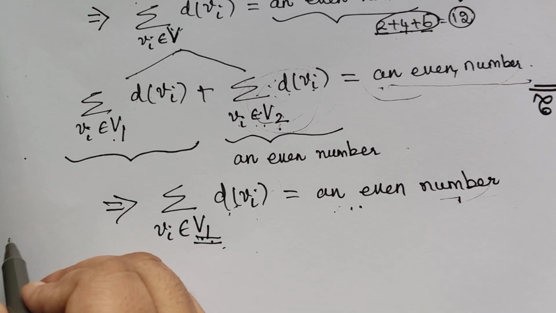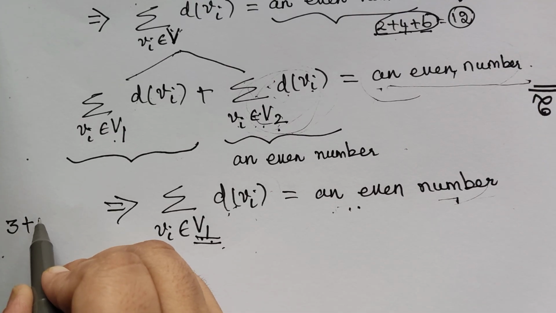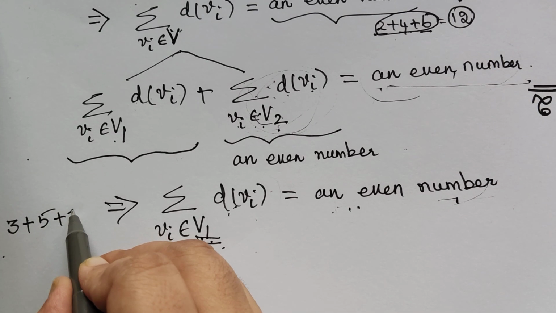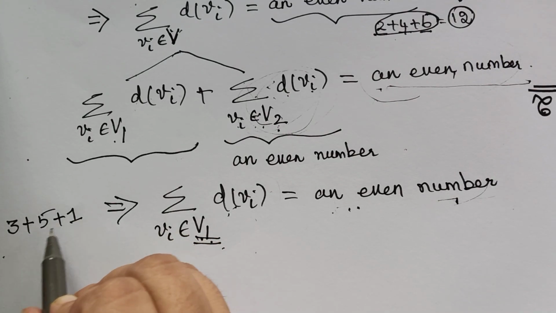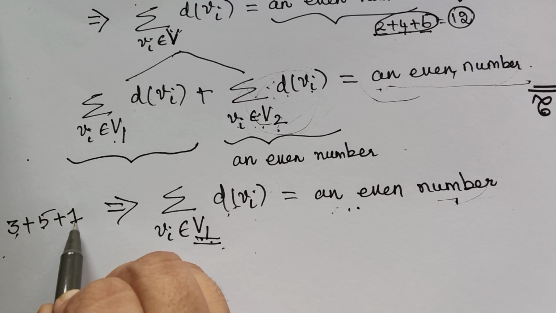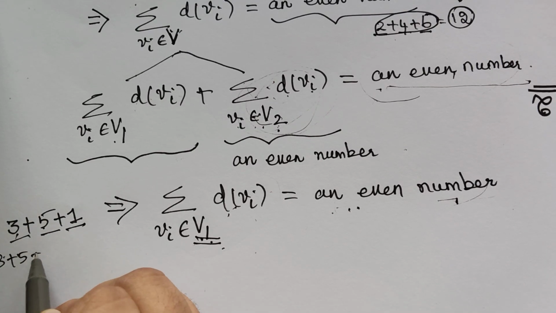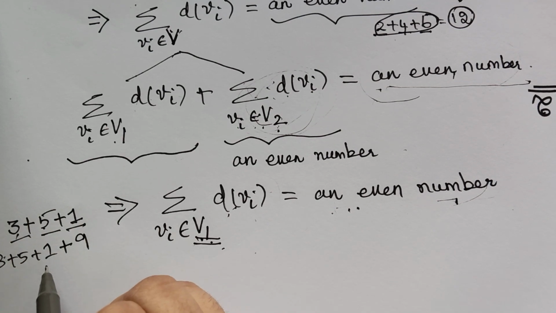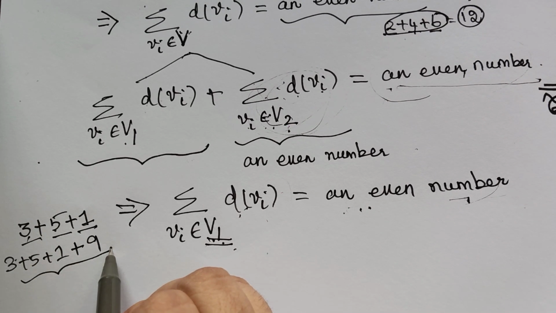For example, if you have the degree as 3 plus some degree as 5, because odd degree vertices only we are considering, plus degree as 1. If you add up, you can see that we result with an odd number, 9, because only 3 numbers we have taken. Whereas if you have 5 plus 3 plus 1 plus some 9, now what is the case? It is 18.